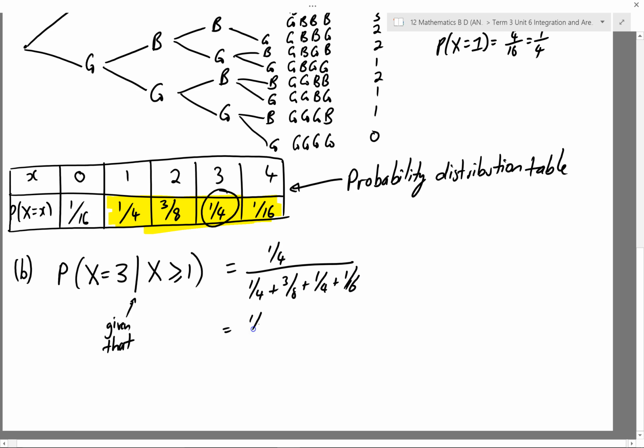I'll end up with something like a quarter divided by 15 on 16, and I can simplify those fractions to 4 on 15. Okay, probability of getting 3, given that I already have at least 1, is 4 on 15, which is bigger than 1 on 4, which is what we expect, because it should be more likely that we'll get 3 if we already know that we have 1 boy.